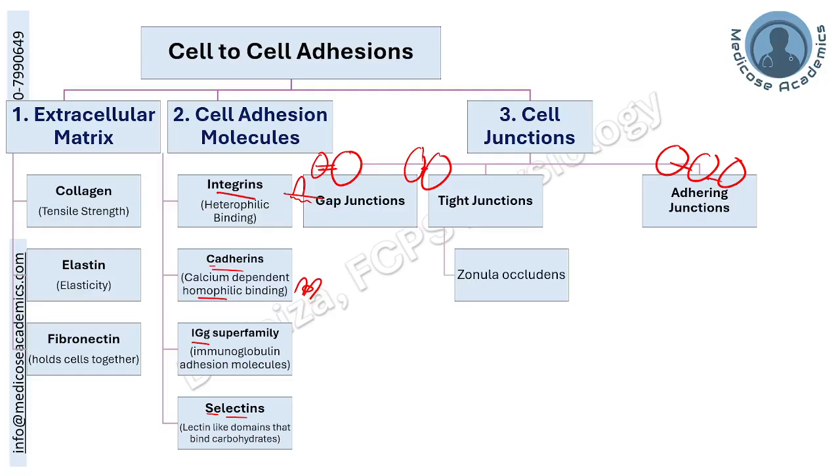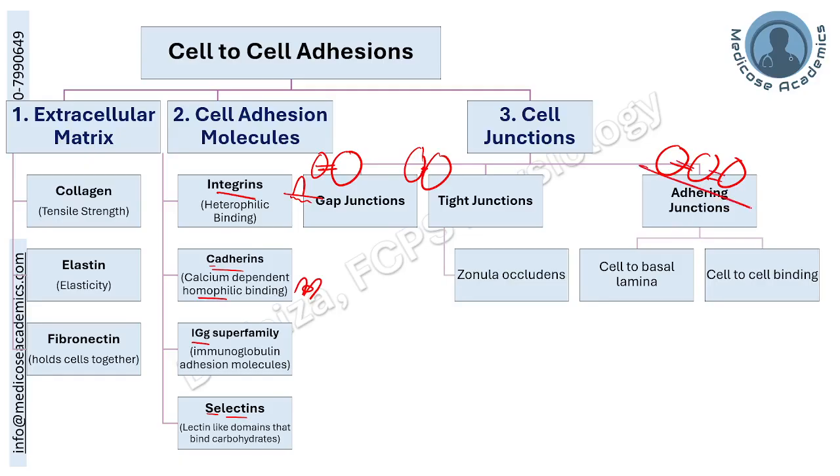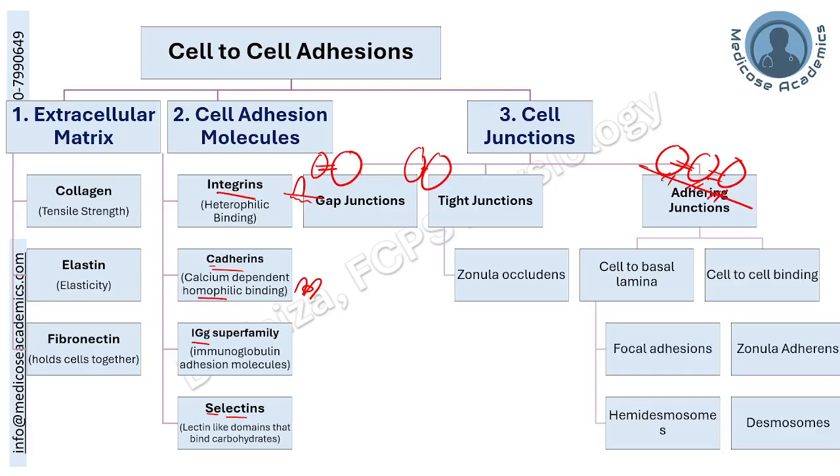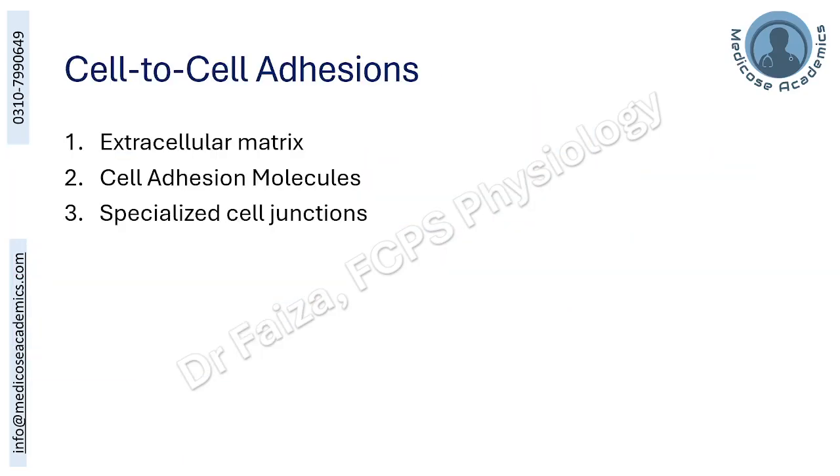Tight junctions are also known as zonula occludens, whereas adhering junctions are further of two types: those which are helping in linking cell to cell, and those which are involved in linking the cell to the basement membrane or the basal lamina. Those attaching the cell to the basal lamina are focal adhesions and hemidesmosomes. Those attaching cell to cell are zonula adherens and desmosomes. We will look into the details one by one.